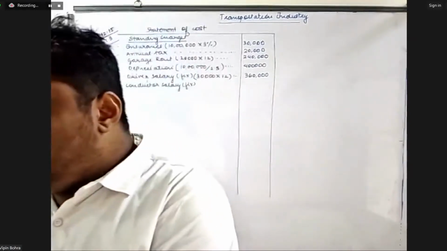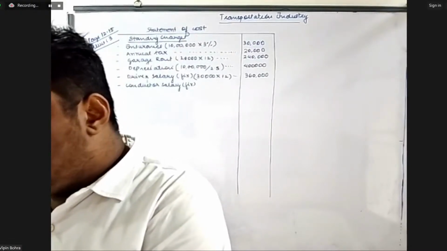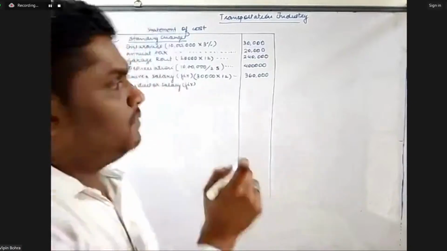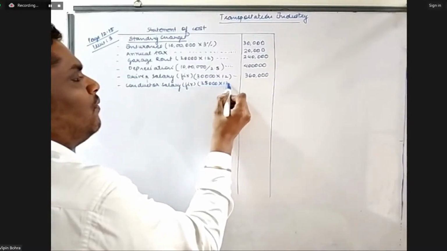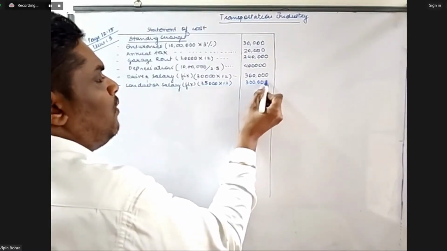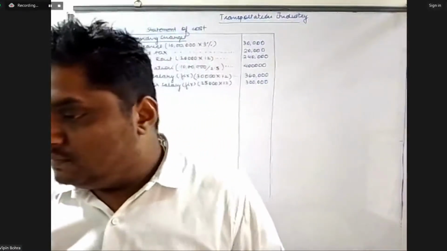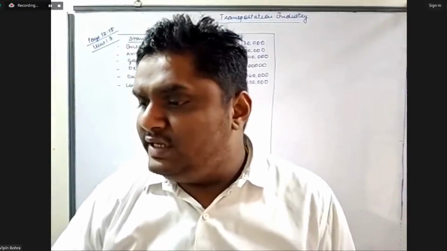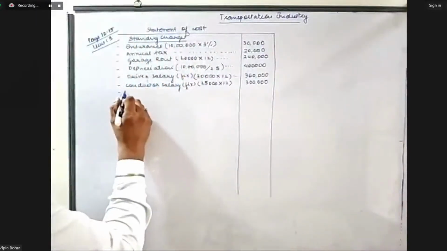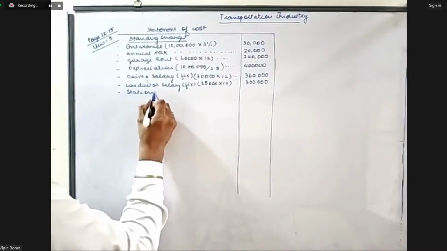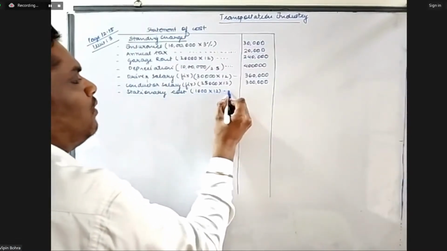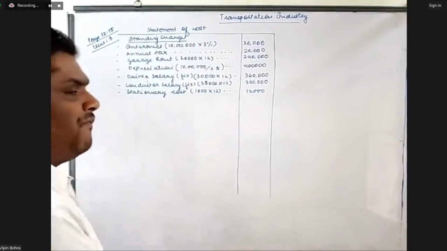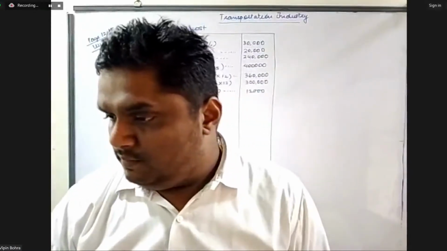The conductor salary is 25,000 rupees per month. Further, the cost of stationery is 1,000 per month. Manager cum accountant salary is 17,000 per month.